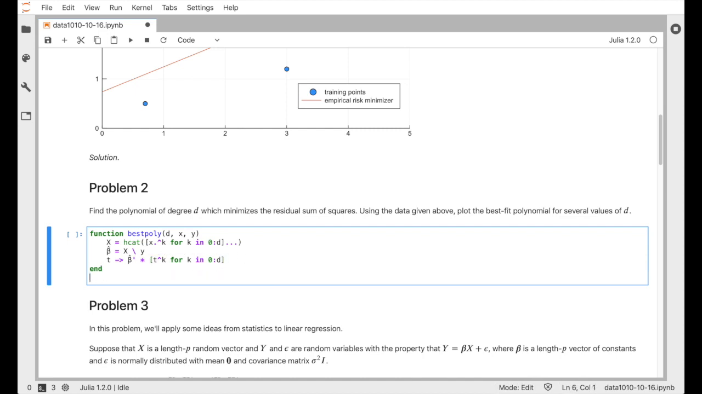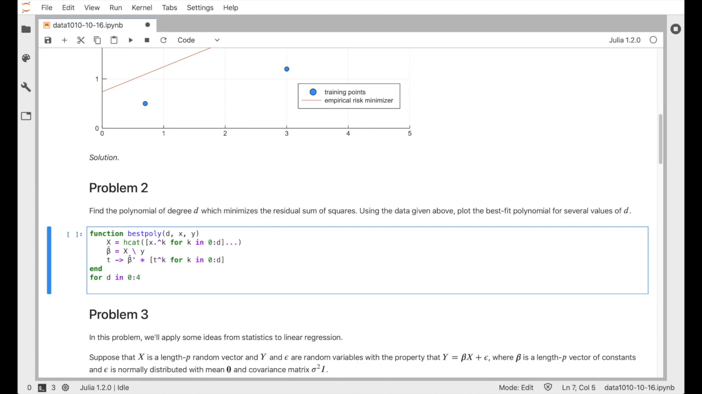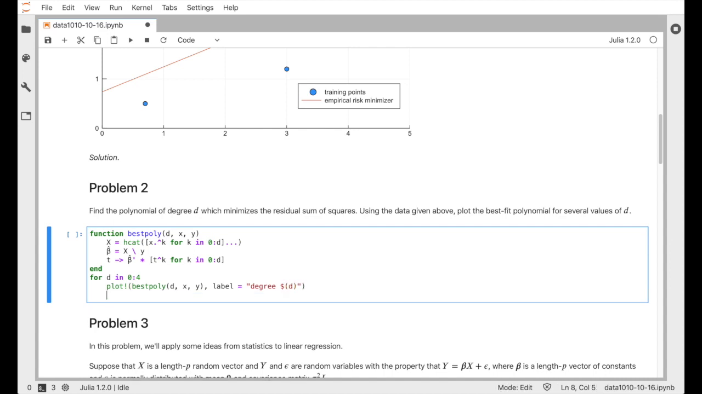And then let's just plot it. Let's make a loop so we can see a bunch of them at once. So for each d, we're going to add to our existing plot a plot of the best polynomial fit of degree d, with x and y as our training points. And we'll put a label on it so we can see which one is which. To do this, we need to interpolate this value d into this string. And the syntax for that in Julia is a $d like that.